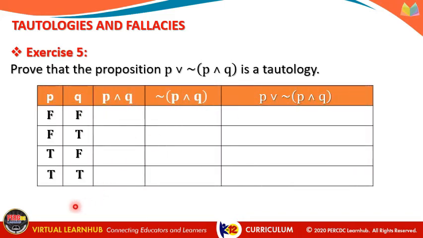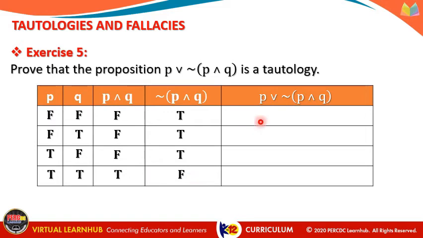All right, let's start by getting the conjunction of P and Q. False and false is false. False and true is false. True and false is false. True and true is true. Next, let us negate these truth values. False will become true. False will become true. False becomes true. And true will become false.